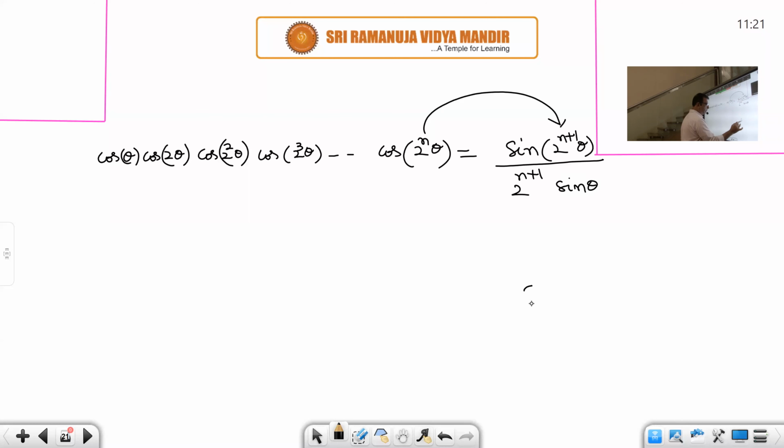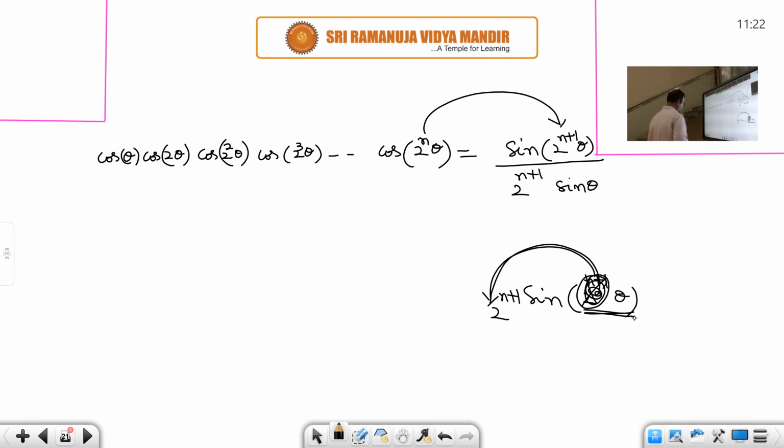The numerator is sin 2 power n plus 1 theta. In the denominator, this 2 power n plus 1 will jump out to the outside and only theta will be there in the bracket. That is the denominator. Okay, you can see. Let us go back and see.